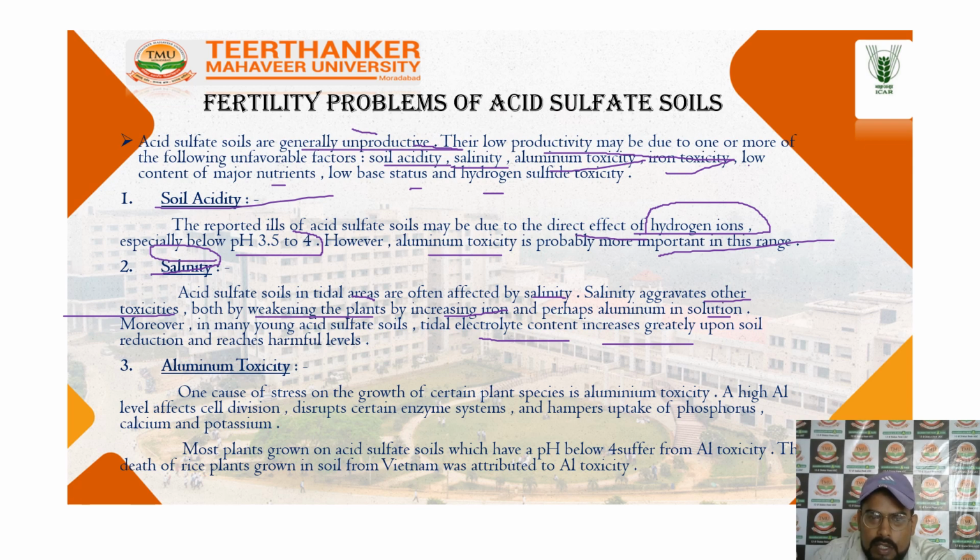Next is aluminum toxicity, which affects certain plant species. High aluminum affects certain enzyme activities and cell division, and harms phosphorus, calcium and potassium uptake. Most plants in acid sulfate soils with low pH suffer from aluminum toxicity, and plants die in soils with more aluminum toxicity.